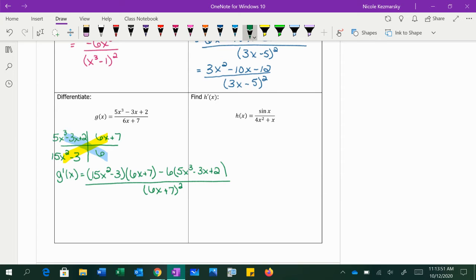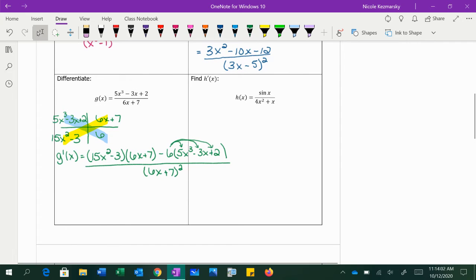So in expanding the second piece of this, all I have to do is distribute the 6. For the first piece, because both of those have 2 terms, I'm going to go ahead and do a box. So I'll do that off to the corner here. So I'll do a little multiplication box and put 15x squared minus 3, 6x plus 7.